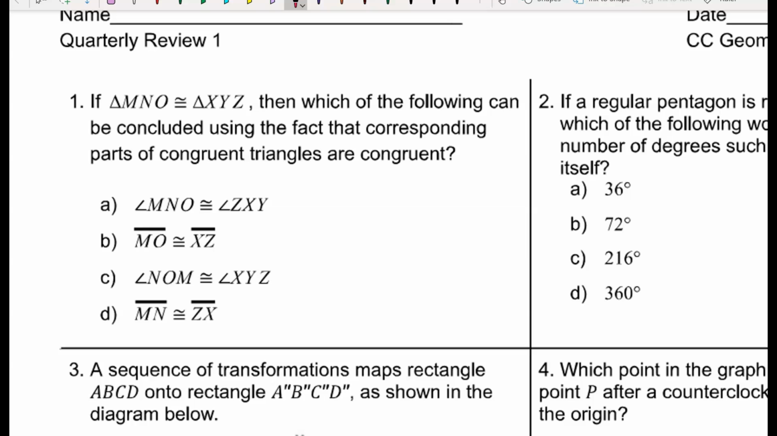Number 1. If triangle MNO is congruent to triangle XYZ, then which of the following can be concluded using the fact that corresponding parts of congruent triangles are congruent? Remember, that's just that CPCTC idea.